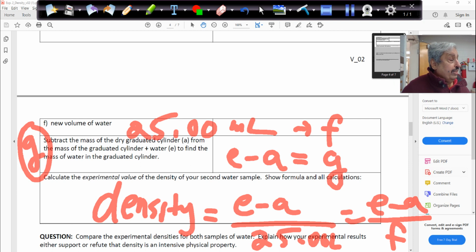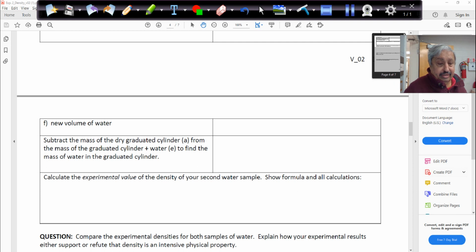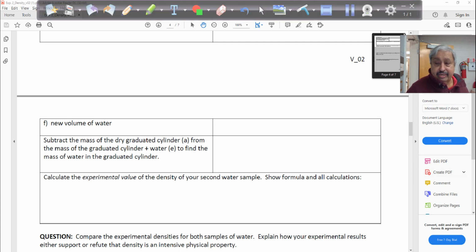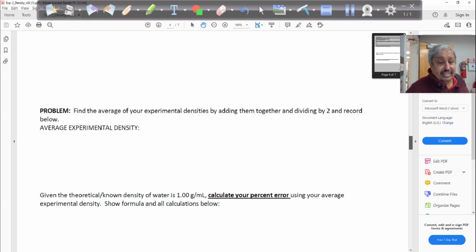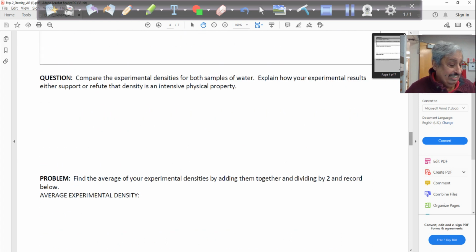So we are comparing the density of 10 mLs versus the density of 25 mLs. And we said at the beginning that density is intensive. So I'm expecting the densities to be identical, or almost identical. If they are not identical, then we have a problem. So the question: compare the experimental densities of both. Explain how experimental results either support or refute density as an intensive physical property.